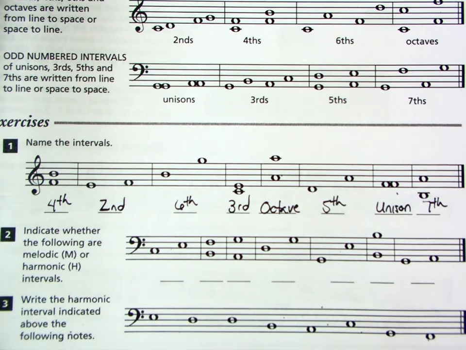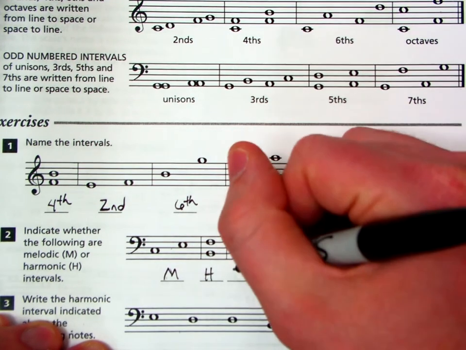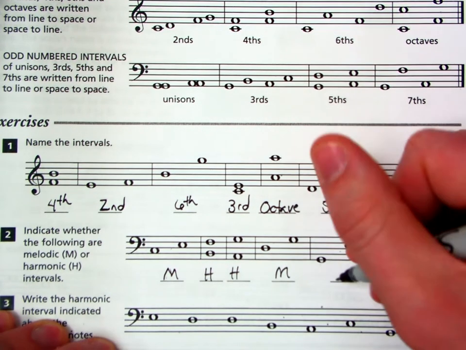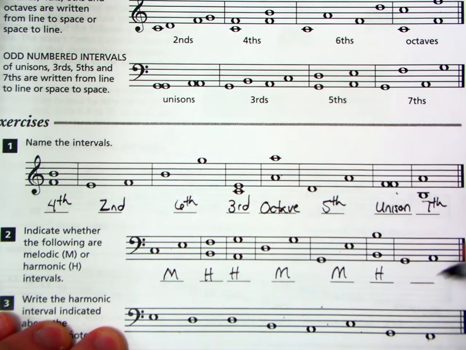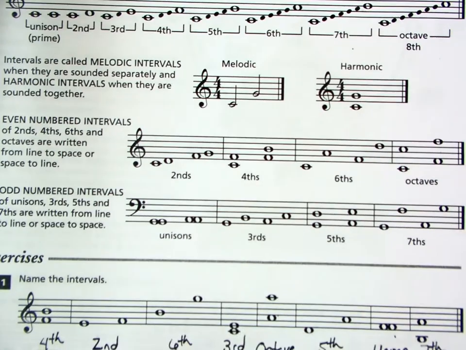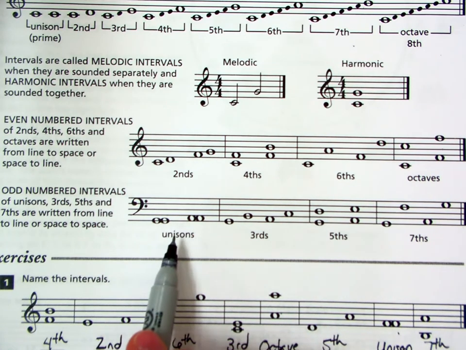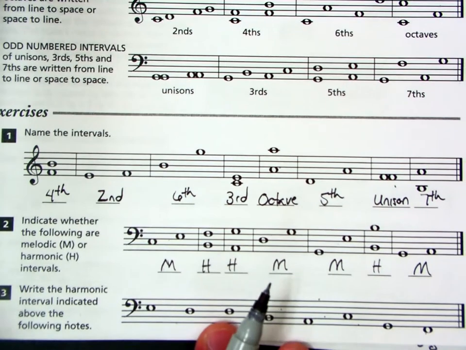All right, next question. Indicate whether the following are melodic or harmonic intervals. You either write an M or an H. These are separated, so melodic. Stacked, harmonic. Stacked, harmonic. Separated, melodic. Separated, melodic. Stacked, harmonic, and separated, melodic. Now, one quick note. For unison, if they are together, does it show you? Yeah, it does show you that. So up here, if they are touching, we call those harmonic unisons. And if there's space between them, which it doesn't show you that anywhere, but if there's space between them, we would call those melodic. Just so you know, that's important for a little bit later.